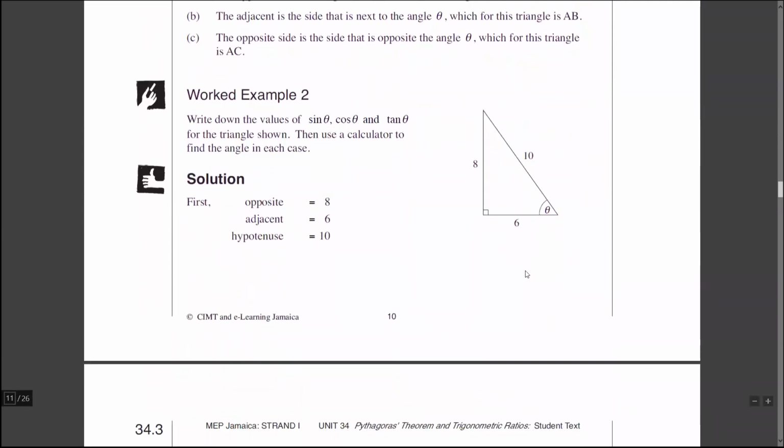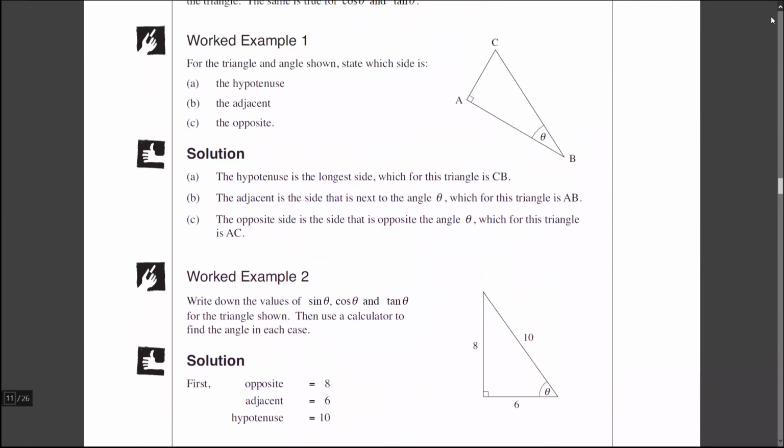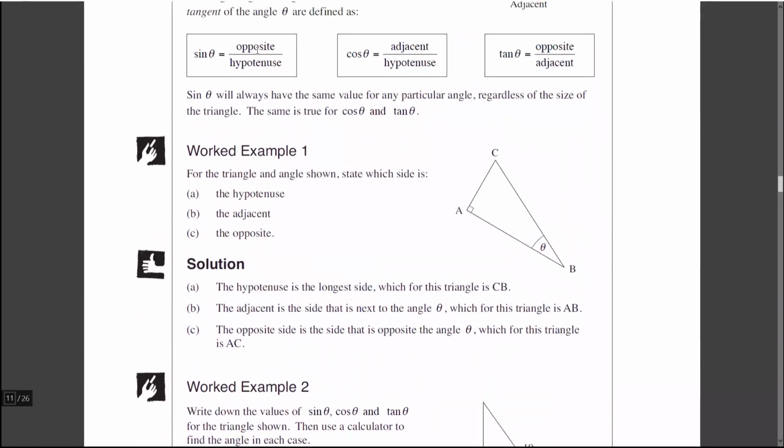Now, for example 2, it says write down the values of sine theta, cos theta and tan theta for the triangle shown. Then use a calculator to find the angle in each. So I have 6, 8, 10, and they ask us to find sine theta. Sine theta, it says here, is the opposite over the hypotenuse.